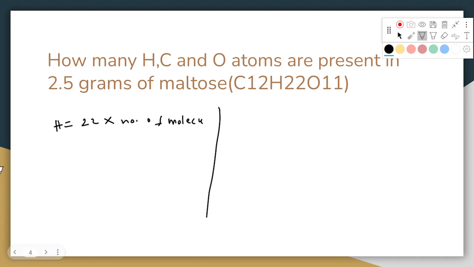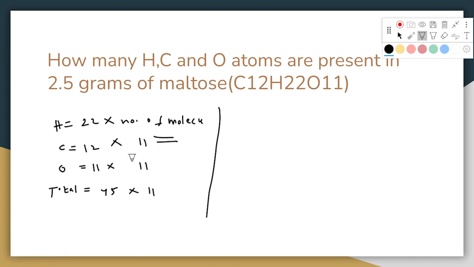Number of molecules. In the same way, number of carbon atoms: how many? 12 into number of molecules. Number of oxygen atoms: 11 into number of molecules. Total number of atoms here in this molecule is 45 into number of molecules. Then if you can find out the number of molecules, you can calculate all this, right?